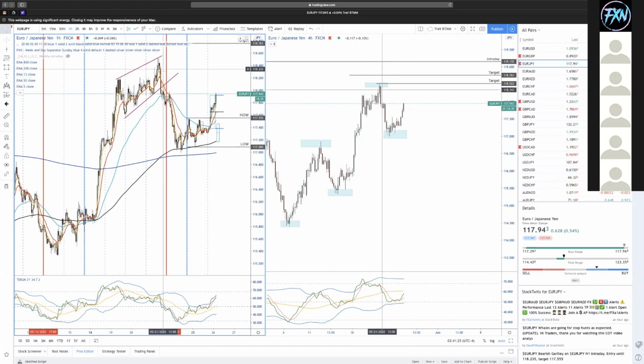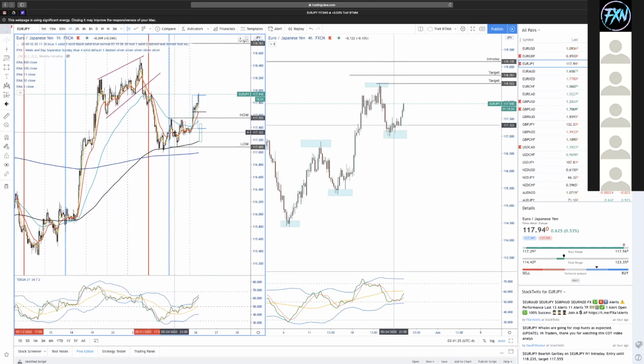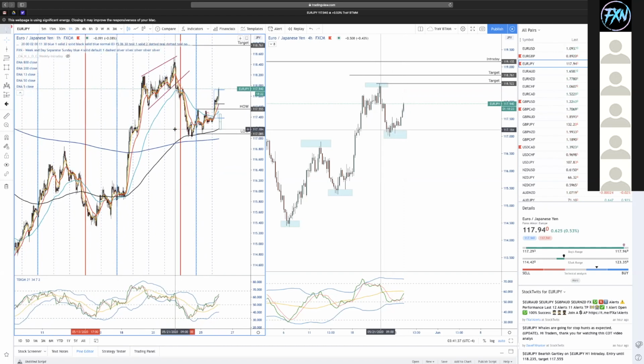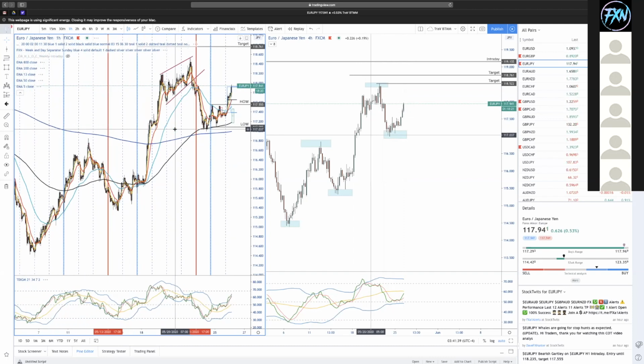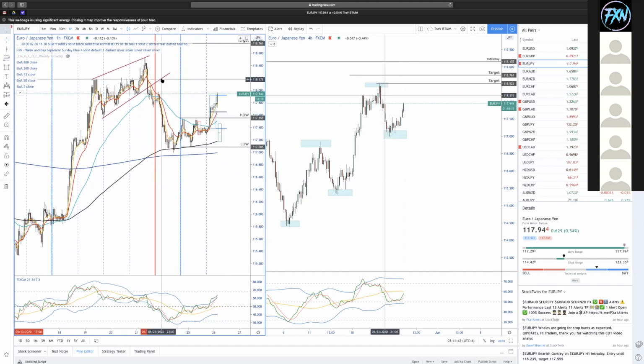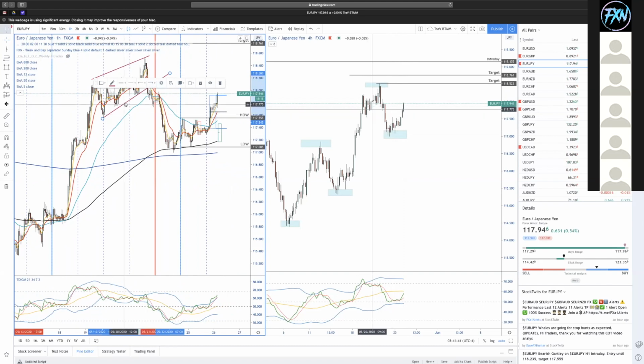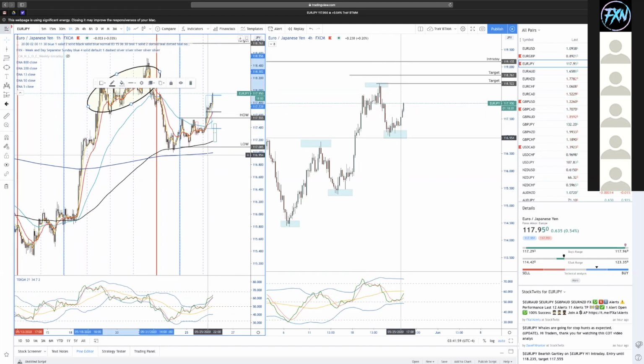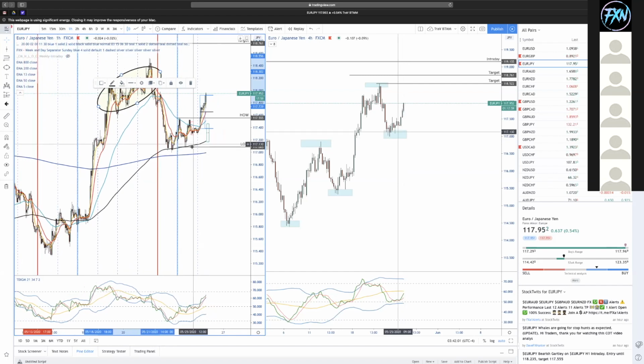So we have the accumulation there, and we could consider this a peak formation. Since we're already on the 1 hour, this is where it comes into level counting and all this other stuff. So this is a peak formation, and then you have to consider what's going on here, right?